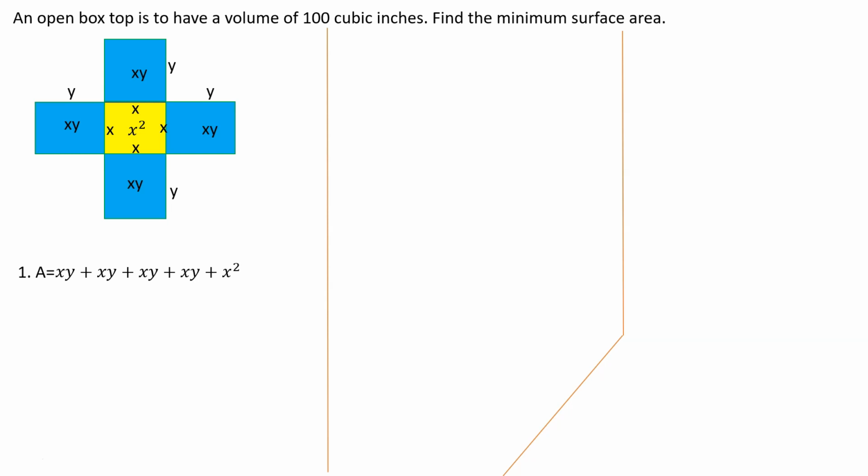We can simplify this because, as you can see, the term xy is there 4 times. So we can just write 4xy plus x squared, where the 4 simply is the coefficient that tells us there are 4 sides labeled xy. That's all the 4 means. Okay, based on that, I can do the following next.